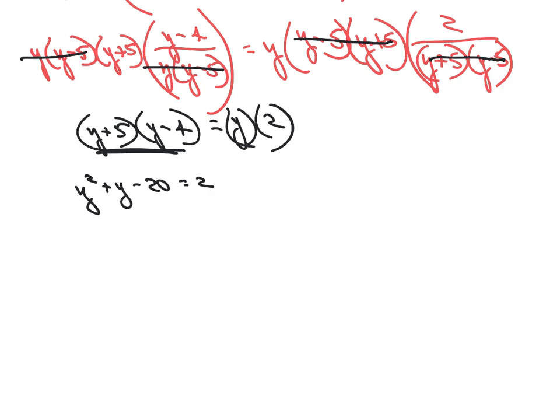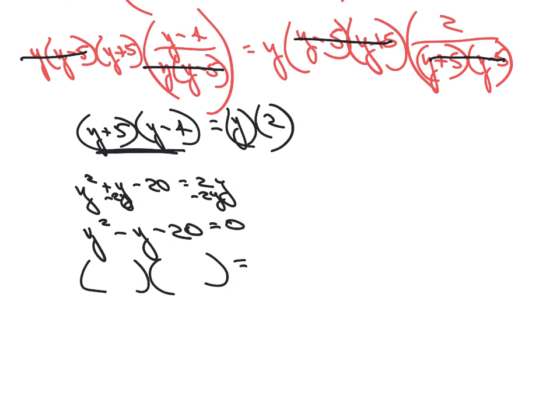Okay, and that equals 2y. So let's set that equal to 0. I'm going to subtract 2y here, subtract 2y here, so we have y squared minus y minus 20 equals 0. And again, break that down into two binomials. So we have a y minus 5 and a y plus 4. So my y equals 5 and negative 4 there, or negative 4.